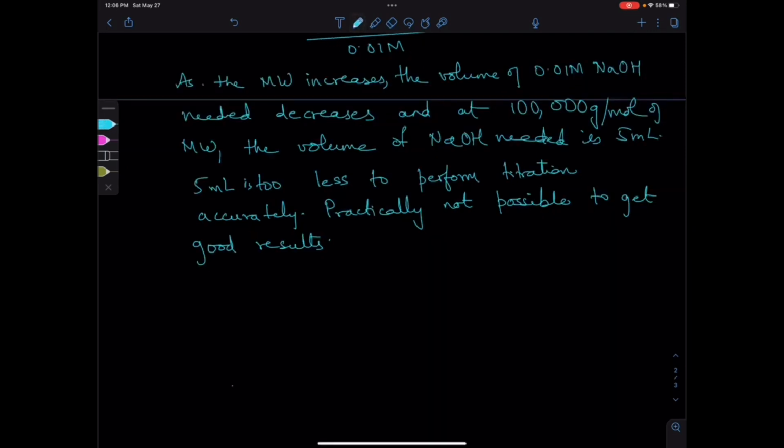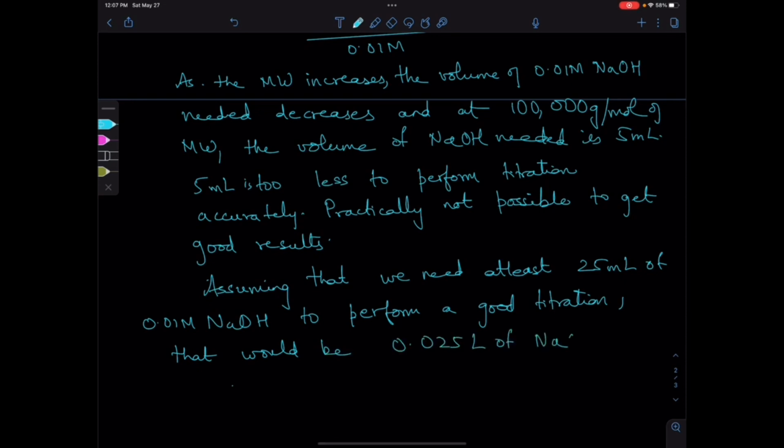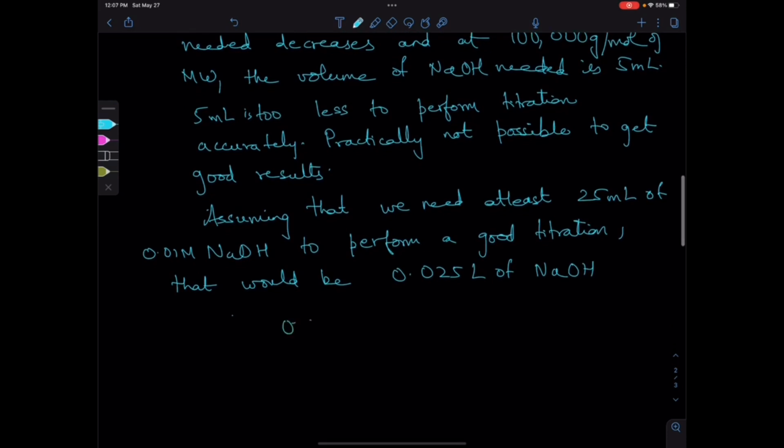So if we assume that we need at least 25 milliliters of NaOH to perform a good titration, that would be 0.025 liters of NaOH, which would be 0.025 liters times 0.01 molar, which is 0.00025 moles.